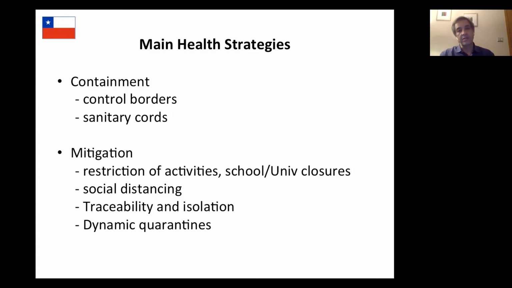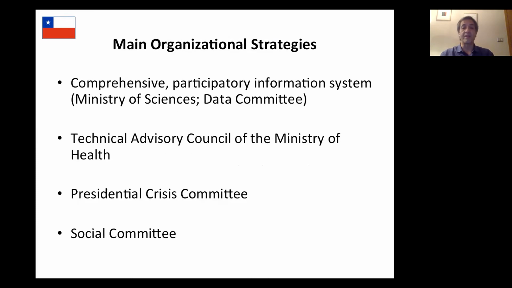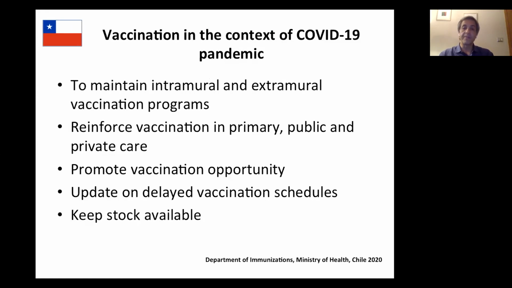Other mitigation measures included social distancing, traceability and isolation, and some dynamic quarantines. And also the state started, by the Ministry of Science, a data committee, a comprehensive participatory information system, a technical advisory council by the Ministry of Health, a committee from the president, a presidential crisis committee, and also a social committee.